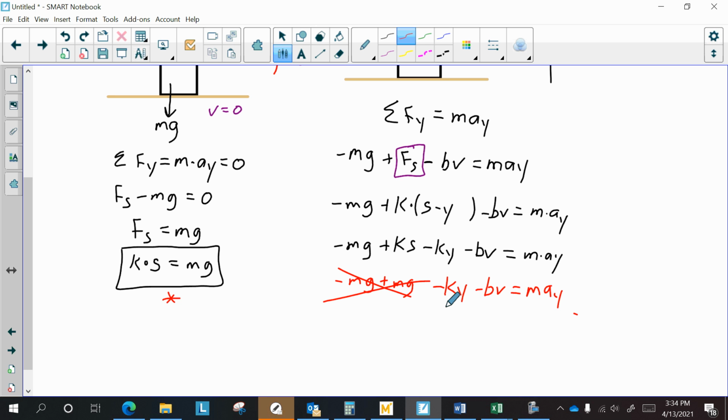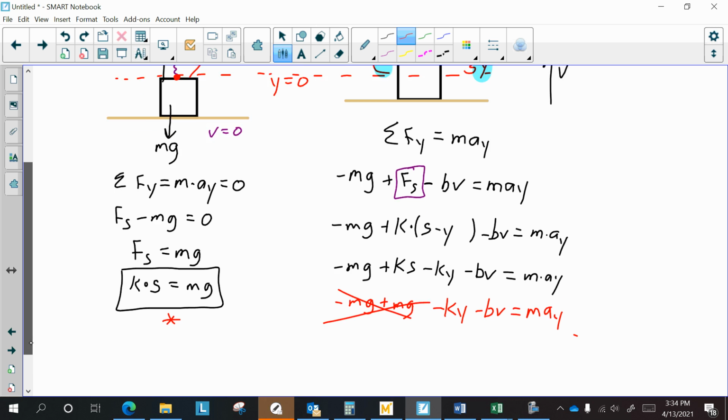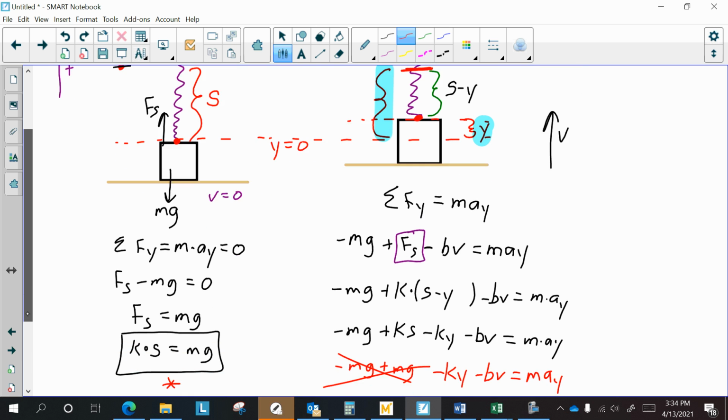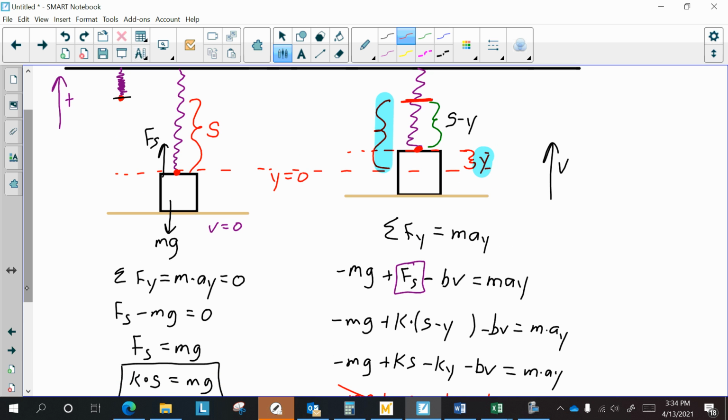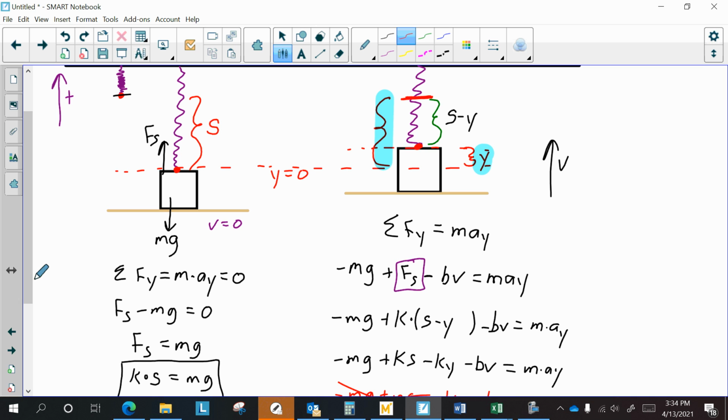So our weight, even though it does play a role in the oscillation, because of the way our coordinate system is set up, the way that we're starting from equilibrium and then we're either pulling down or pushing up, that already takes into consideration our weight when we look at what our starting point is.